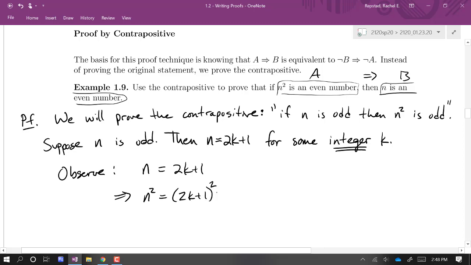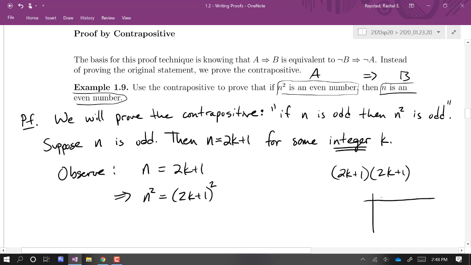How do I square 2k plus 1? Need just a little algebra here. 4k plus 2? Not quite. Let's see. 2k plus 1 squared means we do 2k plus 1 times 2k plus 1. Right. Oh, yes. We've got to FOIL that out.